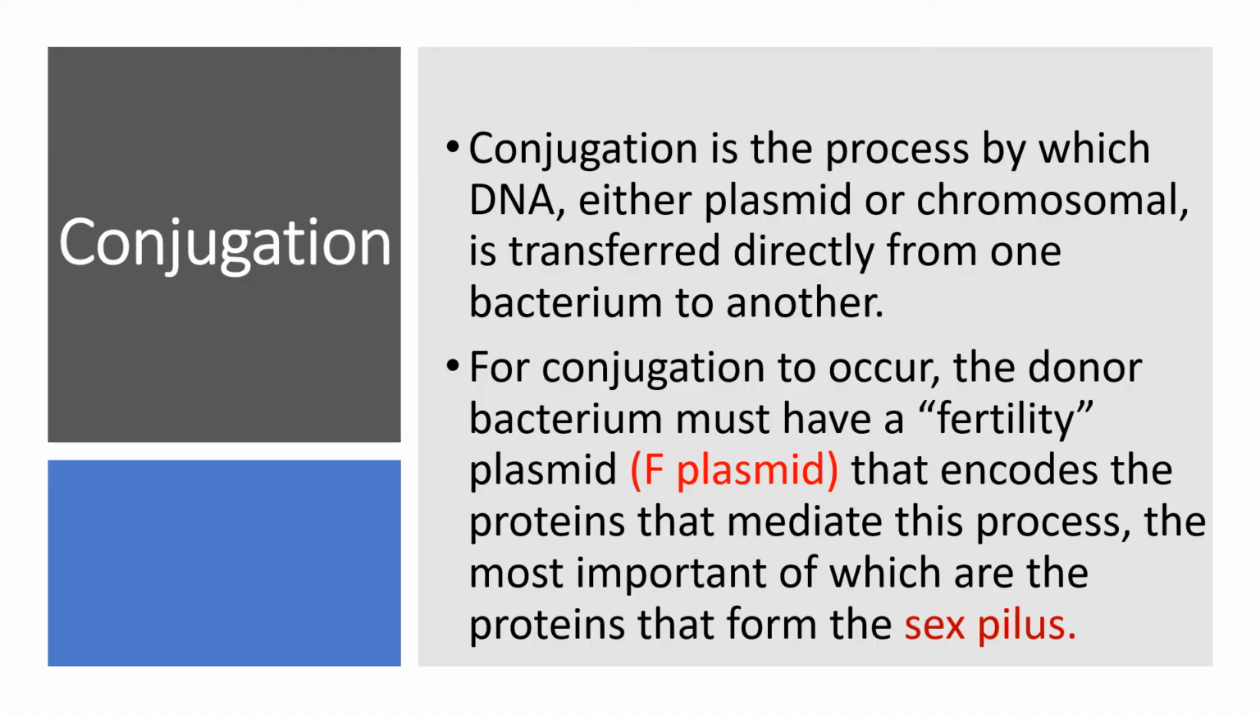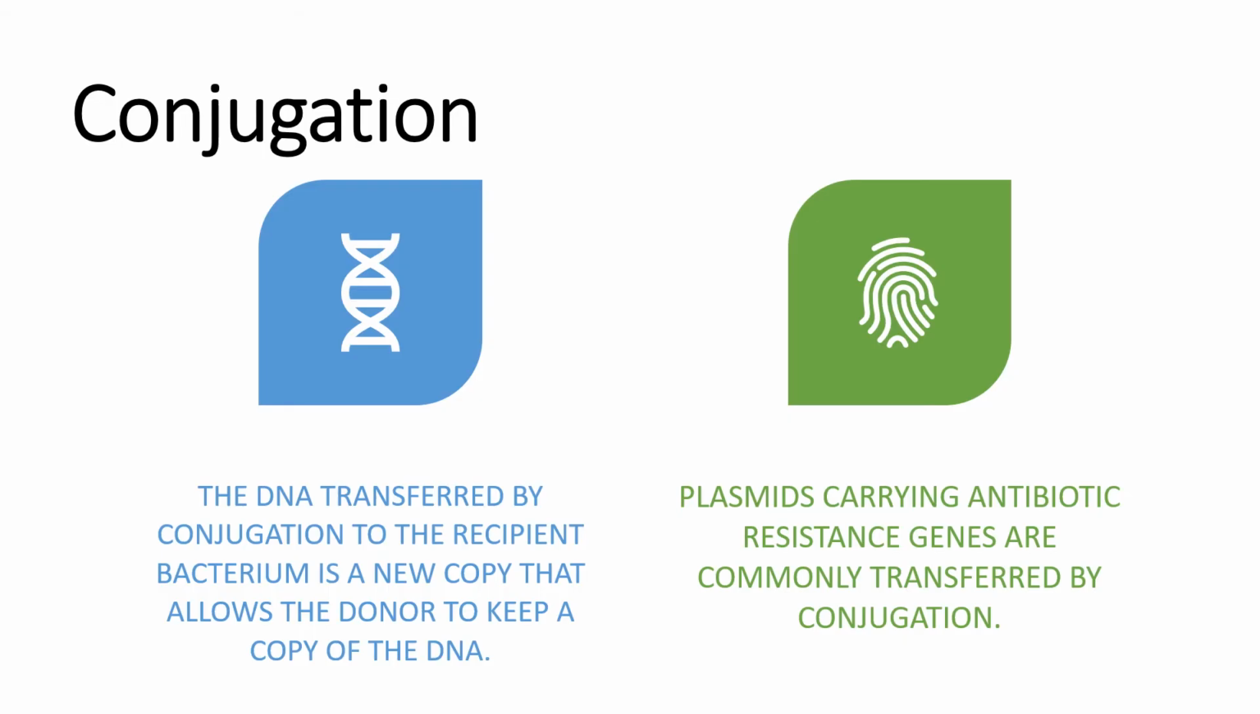Conjugation is the process by which DNA, either plasmid or chromosomal, is transferred directly from one bacterium to another. For the conjugation process to occur, the donor bacterium should have fertility plasmid or F plasmid that encodes proteins that mediate this process, the most important of which are the proteins that form the sex pilus. The DNA transferred by conjugation to the recipient bacterium is a new copy that allows the donor to keep a copy of the DNA. Plasmids carrying antibiotic resistance genes are commonly transferred by this process of conjugation.